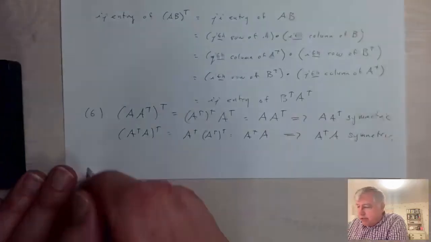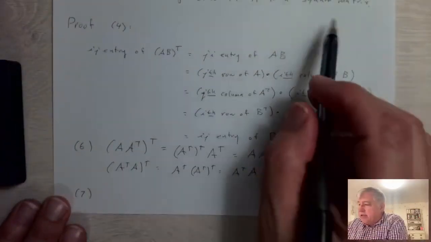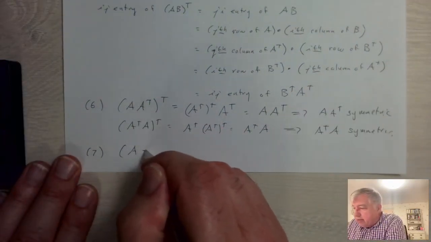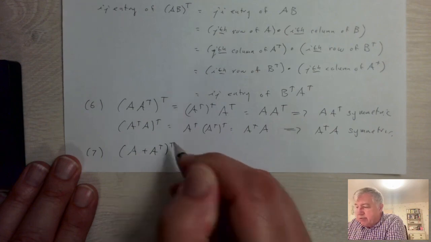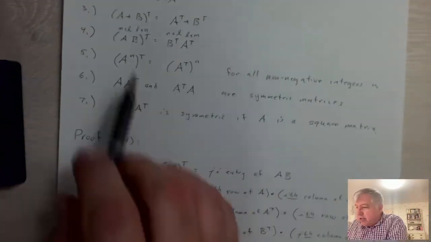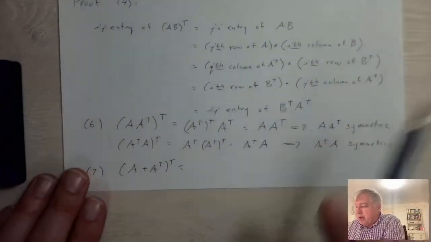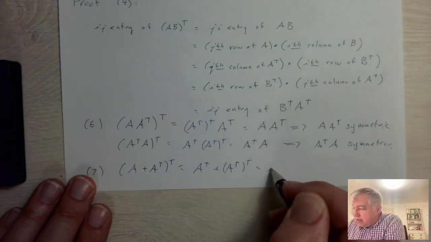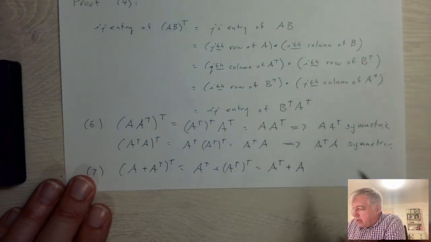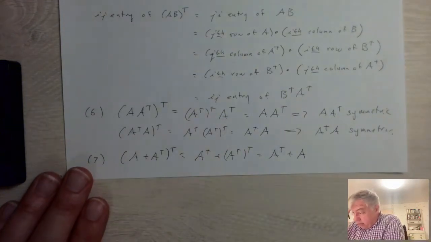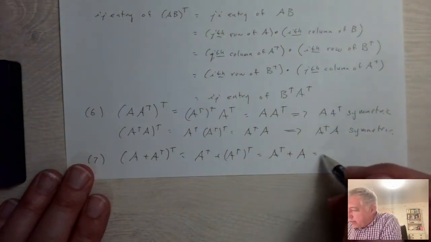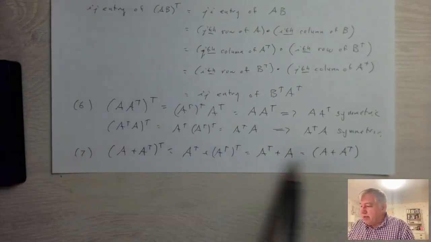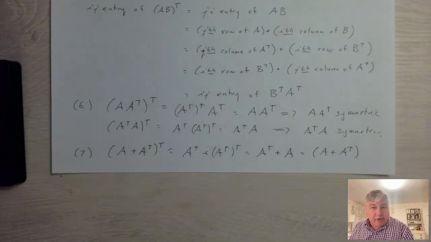And then finally on number 7, if A is a square matrix, then A plus A transpose is symmetric. The reason for that is we get A plus A transpose, and we can basically use this property where B is replaced with A, and we get A transpose plus A transpose transpose, which is A transpose plus A, which we can also write as just A plus A transpose. So the transpose of this matrix is equal to itself, so it has to be symmetric as well.